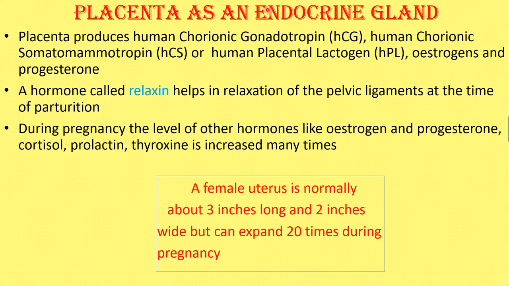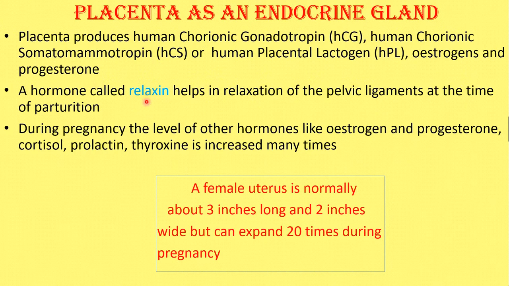Now, the placenta as an endocrine gland, because the placenta secretes hormones. It produces HCG, human chorionic gonadotropin, and HCS, human chorionic somatomammotrophin, and HPL, human placental lactogen, and certain amounts of estrogen and progesterone. Since it secretes all these hormones, it acts as an endocrine gland. What are the hormones secreted? HCG, HCS, HPL, and estrogen and progesterone.